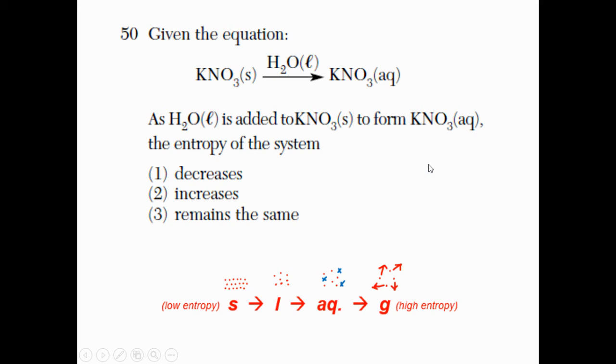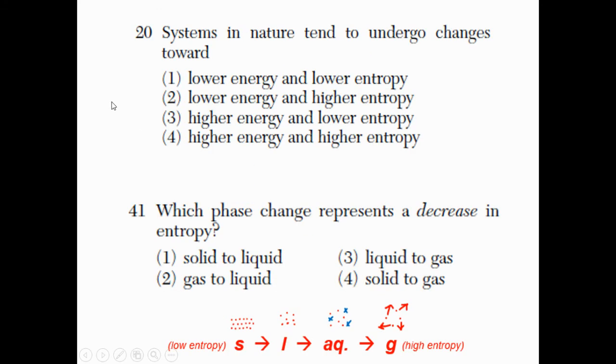Given the equation KNO3 solid dissolved in water to make KNO3 aqueous, if water is added to KNO3 solid to form KNO3 aqueous, the entropy of the system. Okay, to analyze this, you just think of the phases. You start out with a solid, you end up with an aqueous solution, and so overall we're going from something with less entropy to more entropy, so entropy increases in this case. Systems in nature tend to undergo changes towards, think of the teenage bedroom, lower energy, the mattress on the floor, and higher entropy, the messy bedroom.